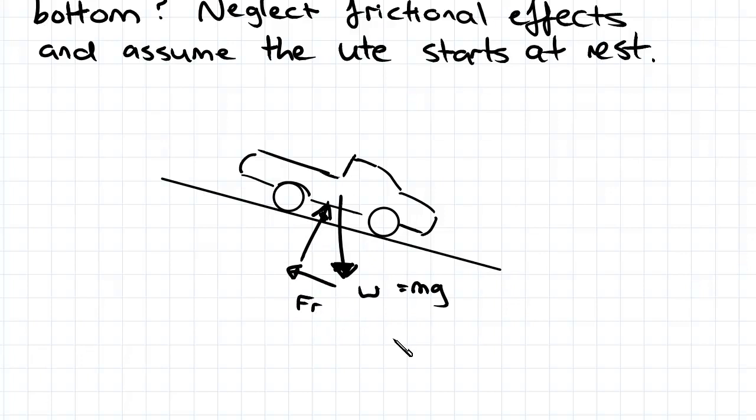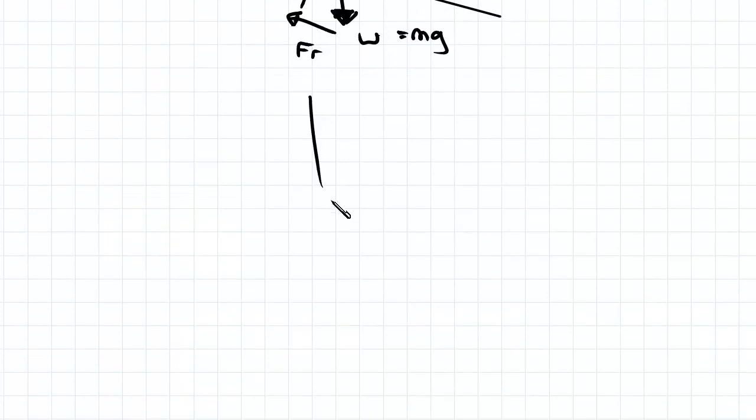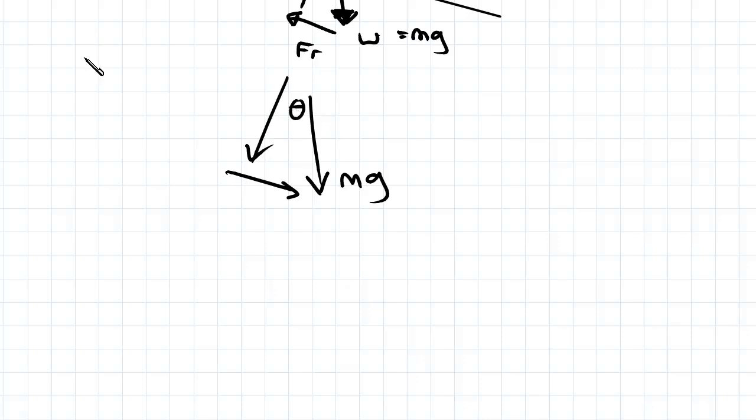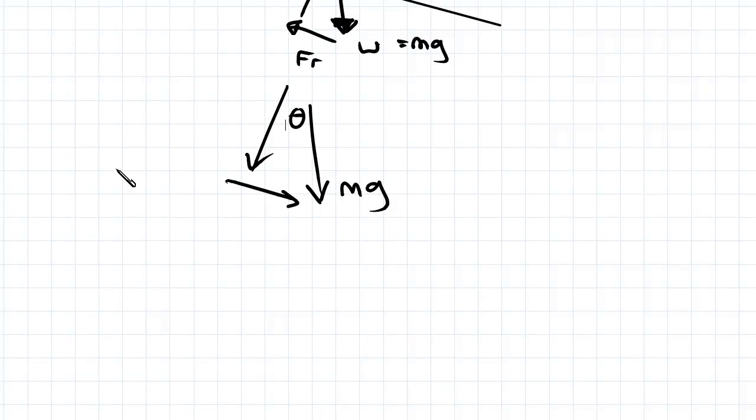We need to resolve the weight force into its components down the slope and perpendicular to the slope. So the weight force is mg. That's the component down the slope, and that's the component perpendicular to the slope. We've got theta here, which we saw was in the example. We're just going to call that the variable theta. It's not defined as a value, so this will be mg sine theta, and this will be mg cos theta.